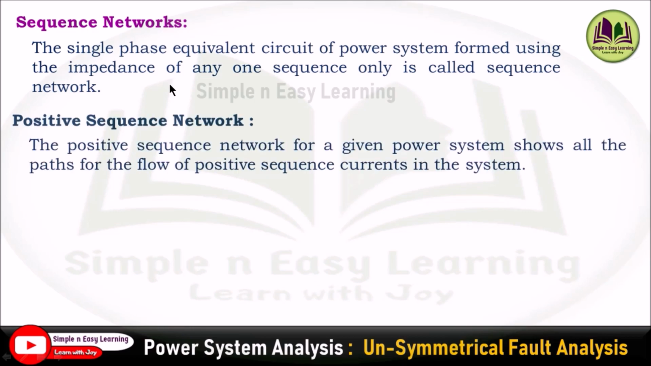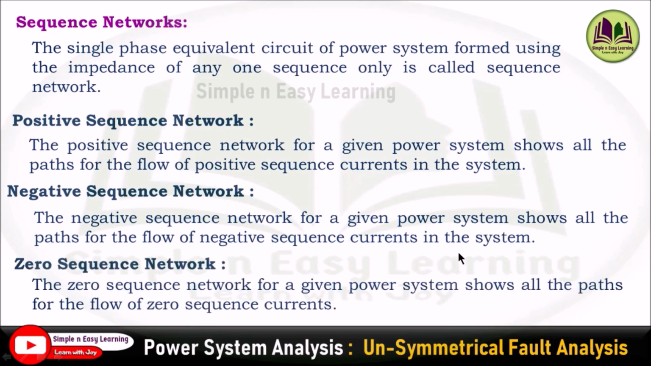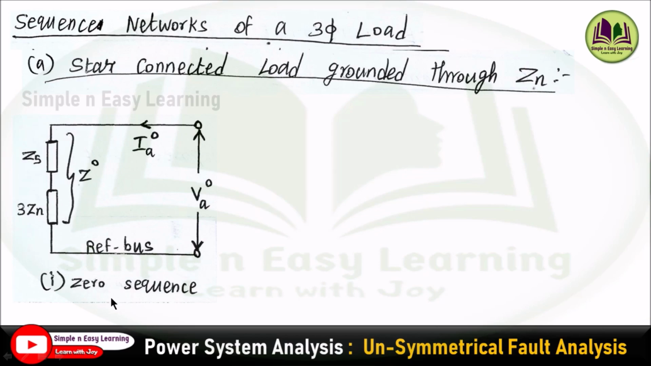Positive sequence network for a given power system shows all the paths for the flow of positive sequence current in the system. Negative sequence network for a given power system shows all the paths for the flow of negative sequence current in the system. And zero sequence network for a given power system shows all the paths for the flow of zero sequence currents. The first condition is a star connected load grounded through impedance Zn. For the zero sequence network, you have to substitute the zero sequence impedance Z0, which equals Zs plus 3Zn. That is what we derived.